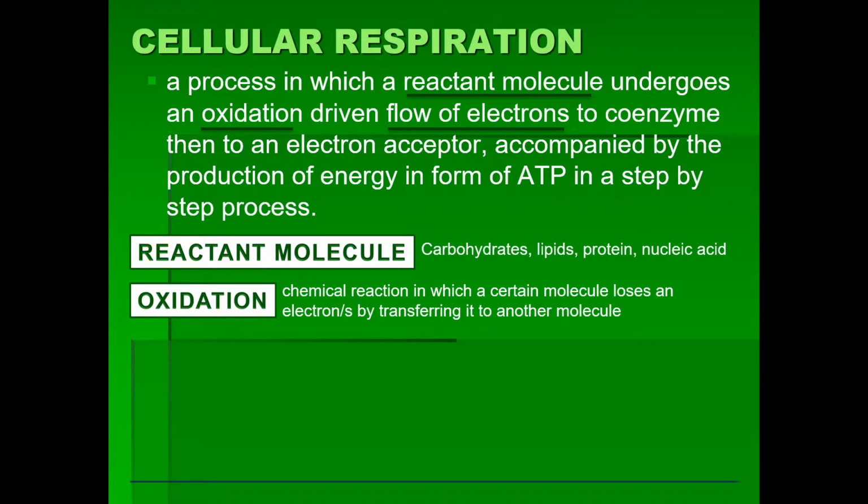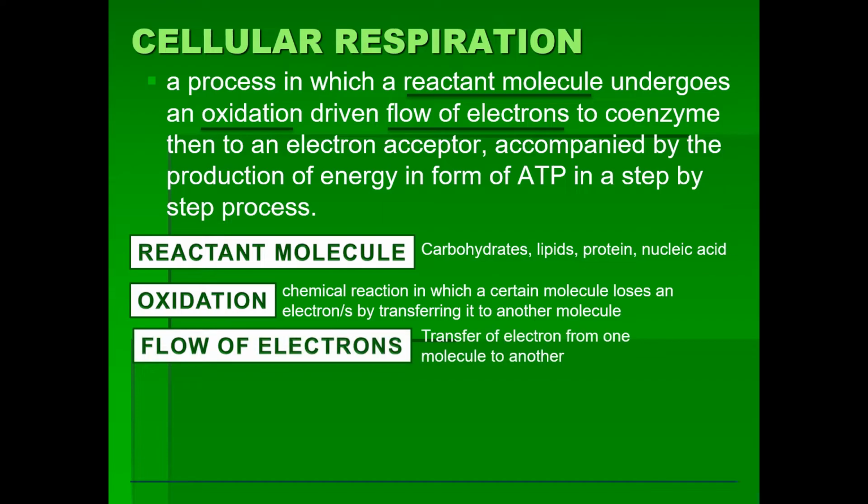Now, next, another keyword is flow of electrons. As I mentioned a while ago, cellular respiration involves the transfer of electrons from the original reactant molecule to a series of coenzymes or to a series of electron acceptors. So flow of electrons means the transfer of electrons from one molecule to another. Later on, I'll be showing you an illustration of the flow of electrons from the reactants to coenzyme and then to the electron acceptor.